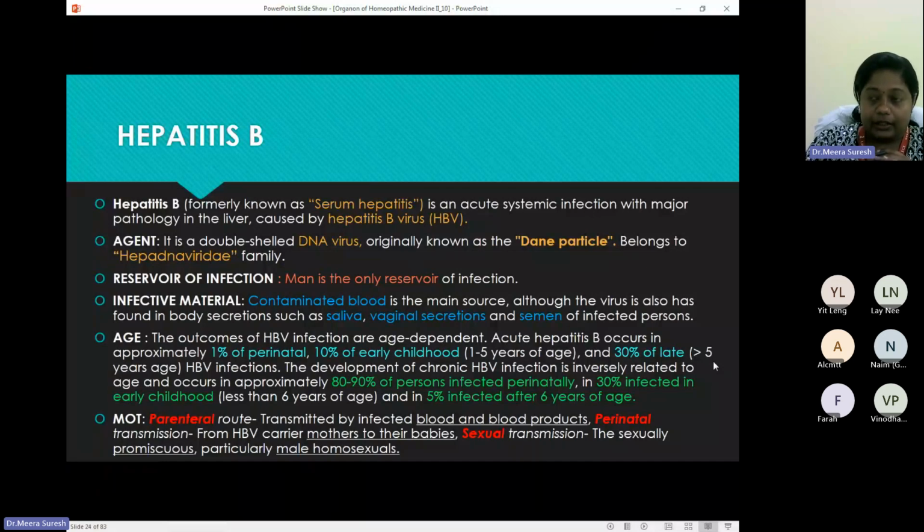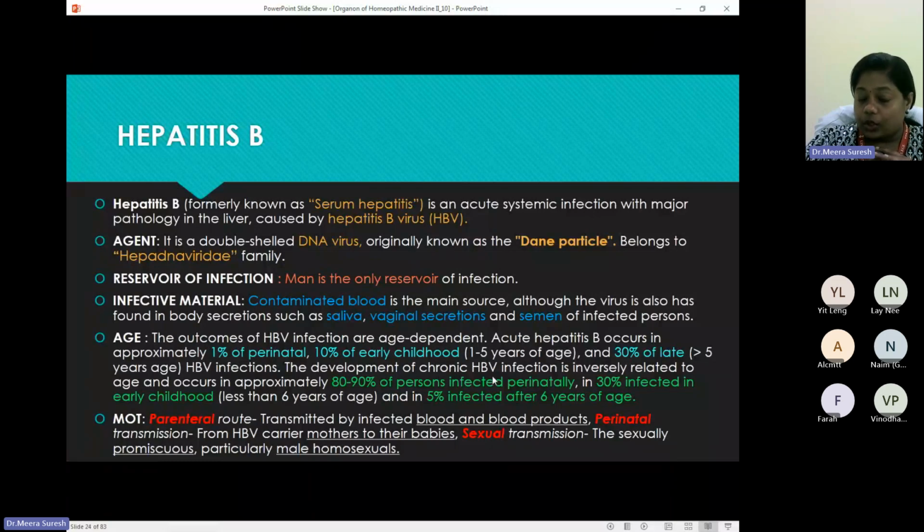So hepatitis B has the ability to develop later into chronic hepatitis or even cirrhosis, and also even liver cancer, hepatocellular cancer. Hepatitis B has that ability. So that is what we indicate by saying outcome of HBV.